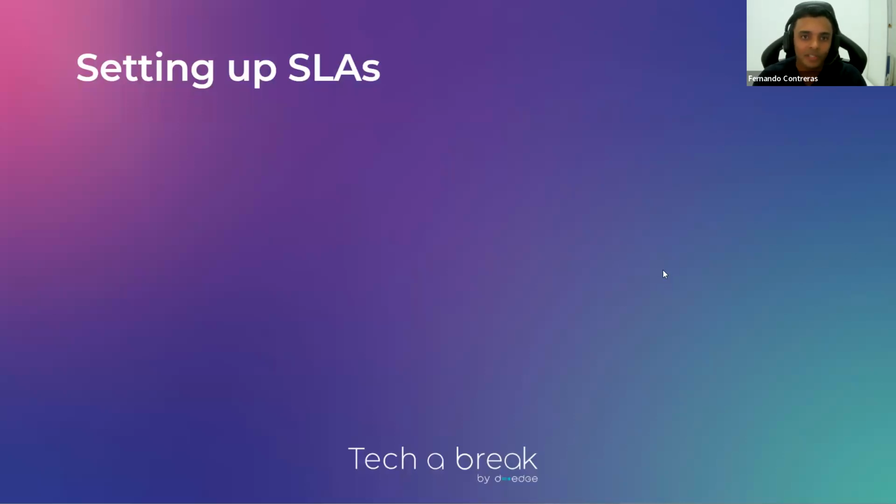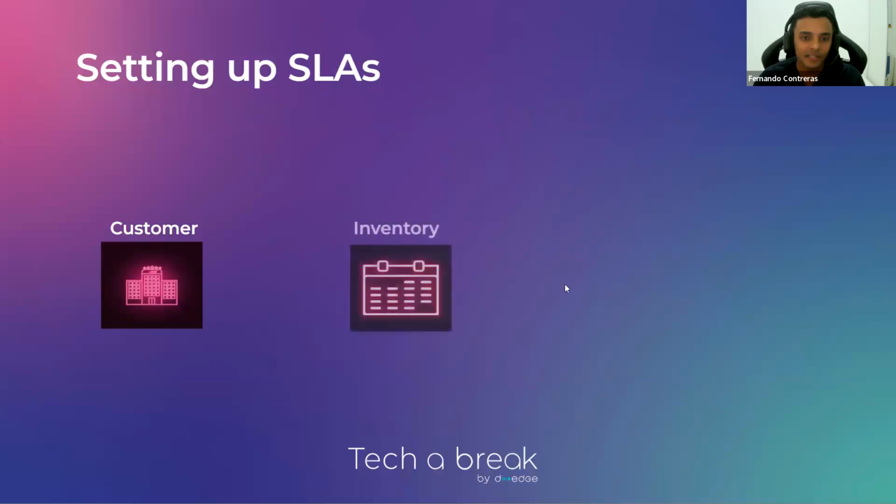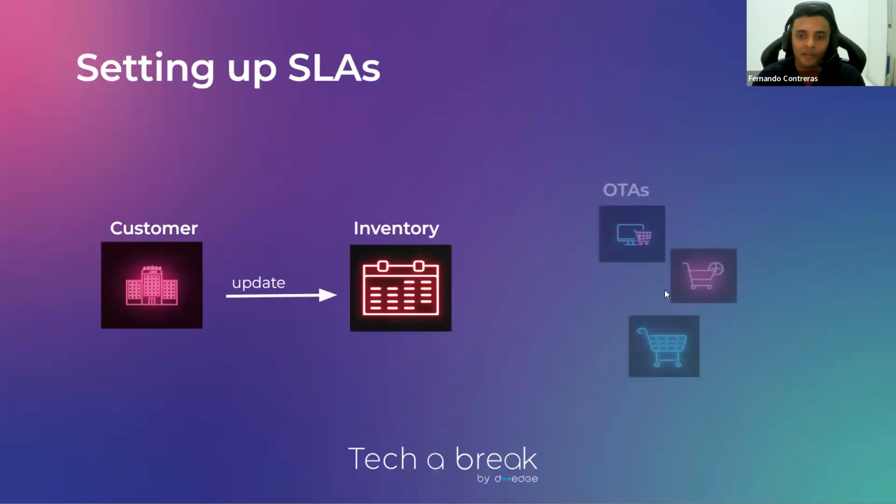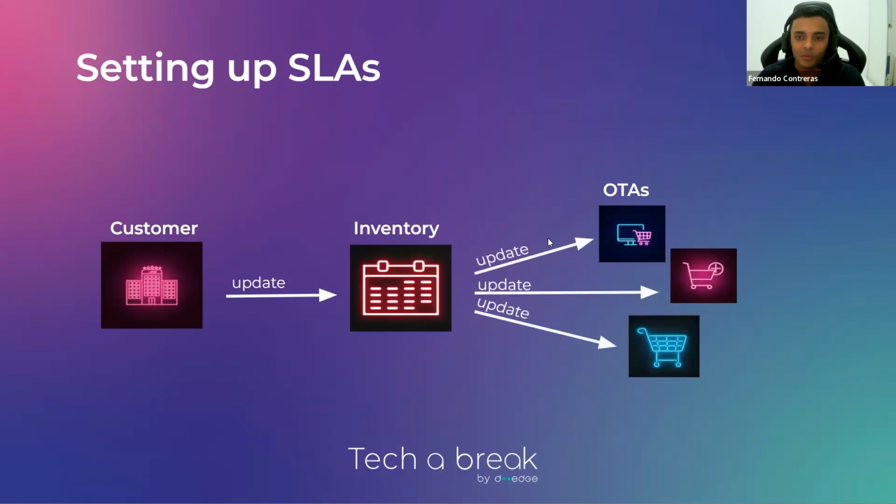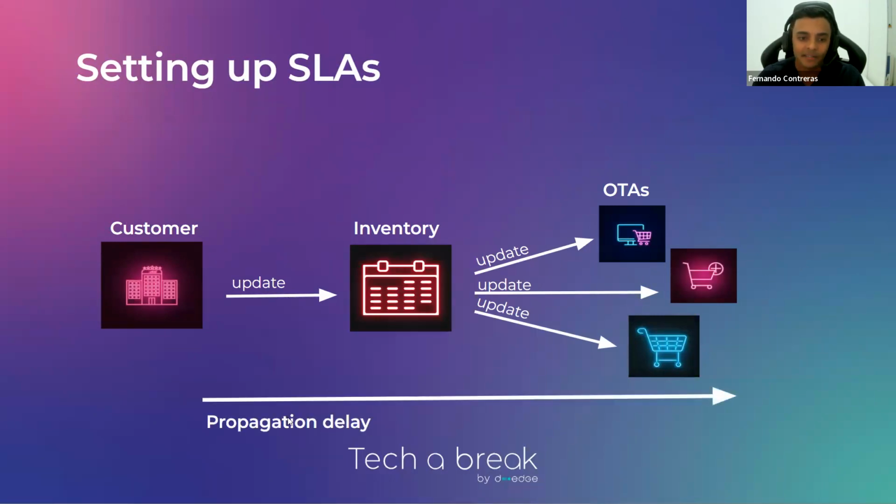So let's see, how do we set up SLAs? We have our customers, the hoteliers, and they must be able to update their inventory of prices, restrictions, and so on. Then our mission is to update and propagate these changes to the rest of the partners in the whole world so that they have their information up to date. The propagation delay is the variable that we need to understand in our system so that we can optimize it and sell fair SLAs.